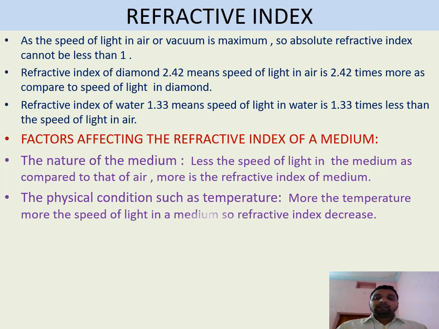Second, it depends upon the temperature. With the increase in temperature, the speed of light increases. So with the increase in speed, the refractive index decreases. That means temperature and refractive index are inversely proportional to each other.